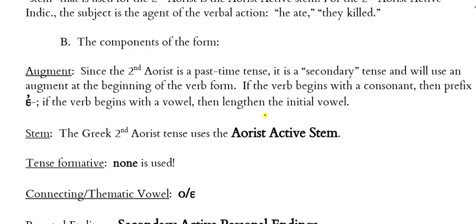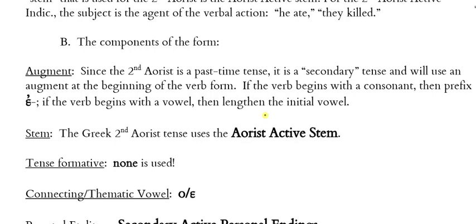First of all, there's an augment. Now, why is there an augment here? Because it's past time. Exactly. Second aorist is a past time tense, and that makes it a secondary tense, and so there will be an augment at the beginning of the verb form. If the verb begins with a consonant, our augment should be an epsilon. And if it begins with a vowel, then we will lengthen the vowel. And do keep in mind, diphthongs will sometimes lengthen the first member of the diphthong, and sometimes the diphthong will not. So be aware of that too.